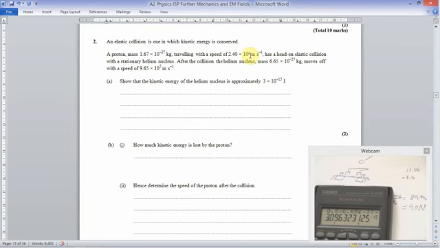Right, next. How much kinetic energy is lost by the proton?